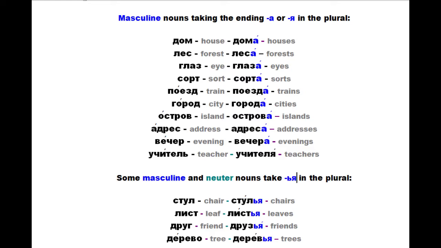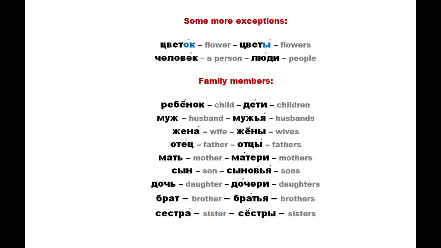Адрес, адреса. Вечер, вечера. Учитель, учителя. Some more exceptions. Стул, стулья. Лист, листья. Друг, друзья. Дерево, деревья. And some more exceptions.